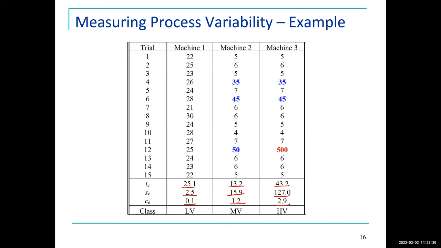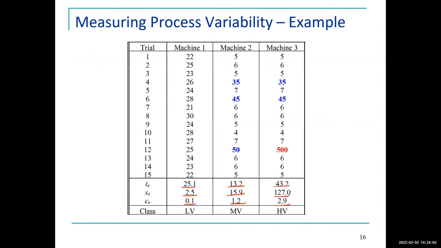You can see, for each one of them, we have established the type of variability class, right? So for the first one, we observe that the coefficient of variation is 0.1, so that can be classified as low variability. For the second one, moderate variability. And for the third one, it's higher than 1.33, so it's high variability.